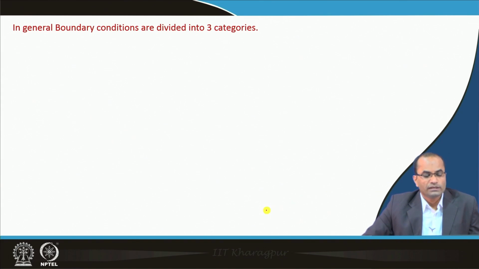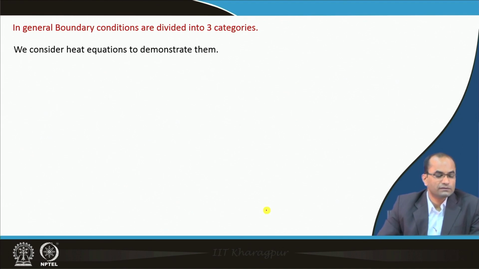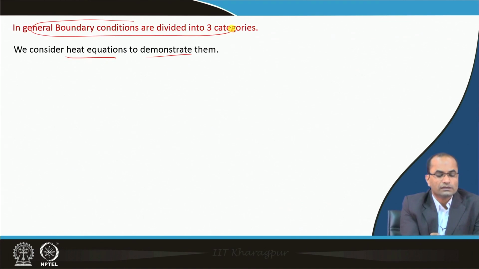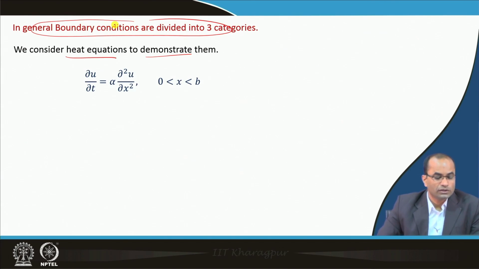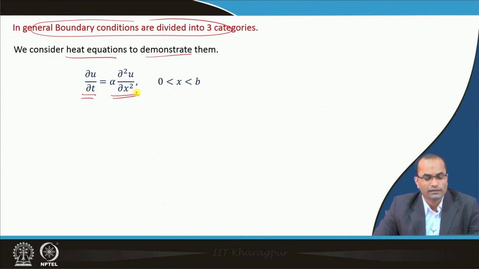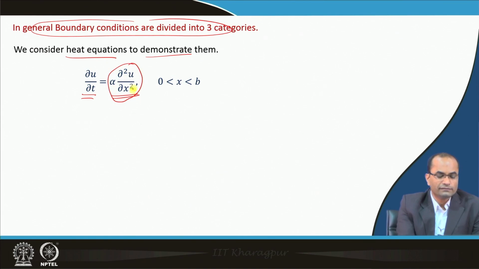In general, boundary conditions are divided into 3 categories, and we will consider them with the help of the heat equation. We will demonstrate all 3 types using the heat equation, but the idea can be applied to the wave equation, for instance, or the steady state heat equation or the Laplace equation. So we consider the heat equation: del u over del t is equal to some constant alpha times del 2 u over del x square. Here we have a second order derivative in x.